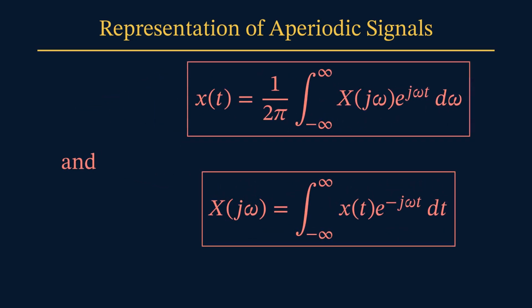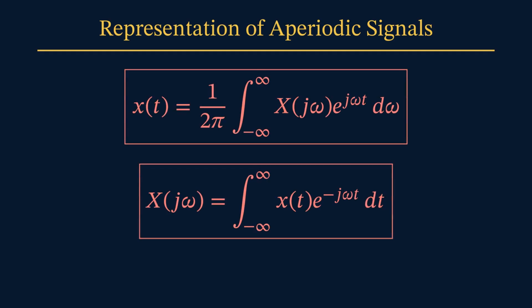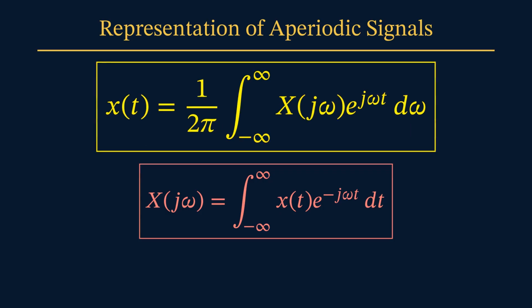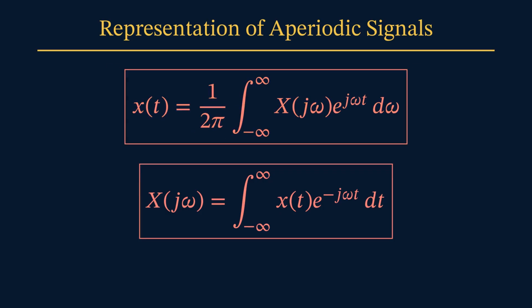As T tends to infinity, x tilde of t approaches x of t, and consequently, in the limit the last equation becomes a representation of x of t. Furthermore, omega sub 0 tends to 0 as T tends to infinity, and the right-hand side of that equation passes to an integral. Therefore, we have. The equations are referred to as the Fourier transform pair. With the function X of j omega referred to as the Fourier transform or Fourier integral of x of t, and the function x of t referred to as the inverse Fourier transform equation.